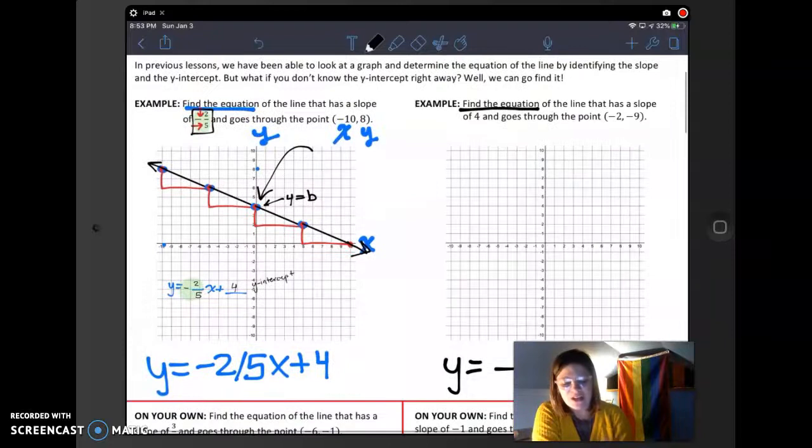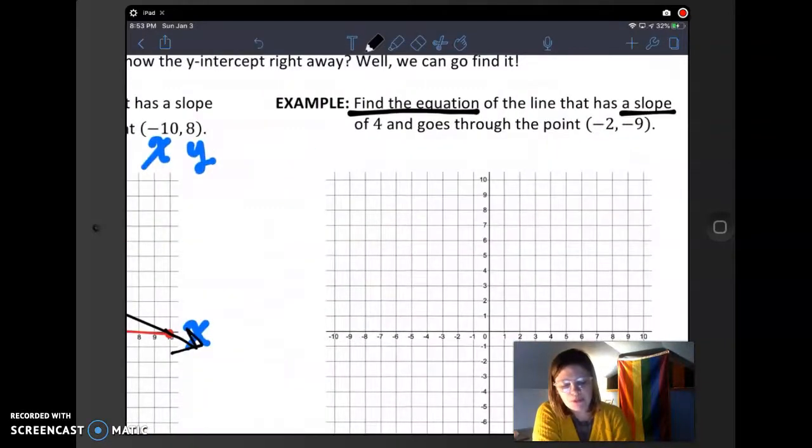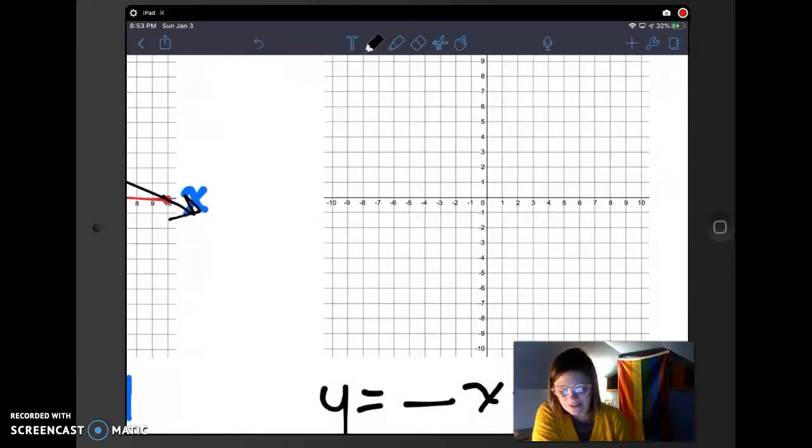Okay, so it has a slope of 4. Two things here. So your 4 is your slope. And so you know that the slope goes in front of the x. So you're going to put a 4 in front of the x right there. Half your question is already done.